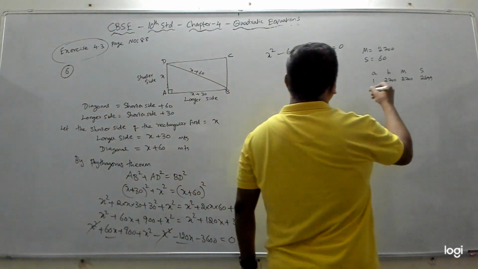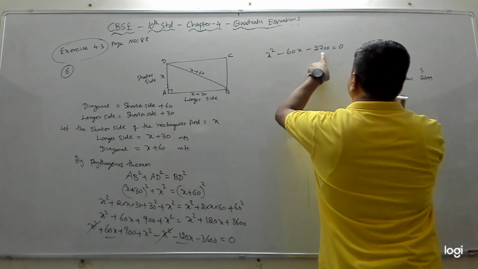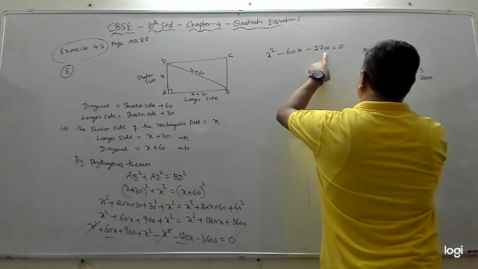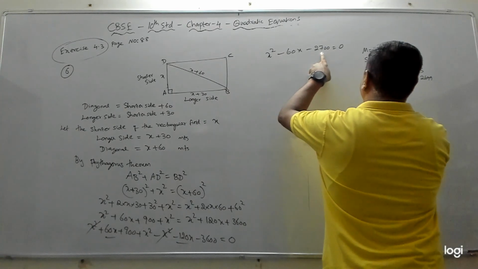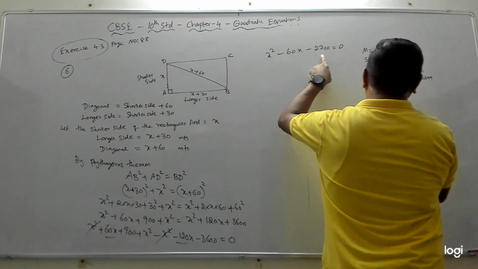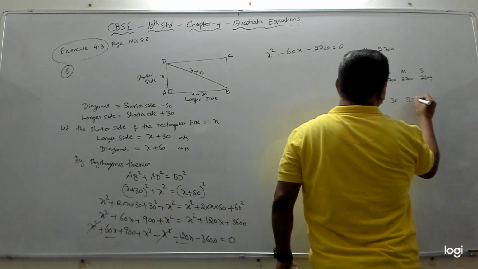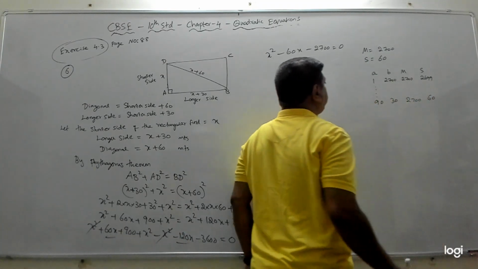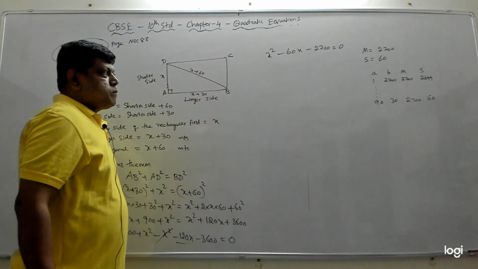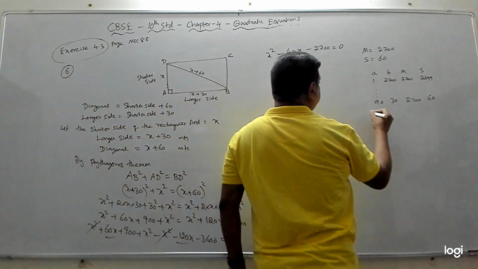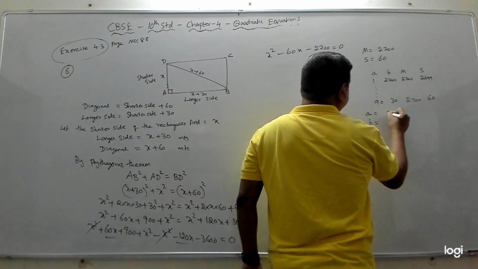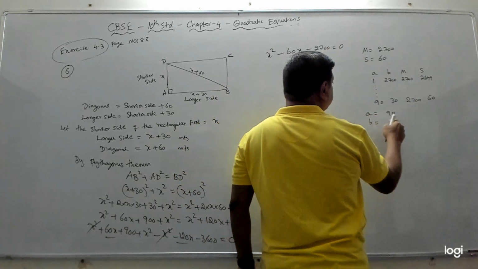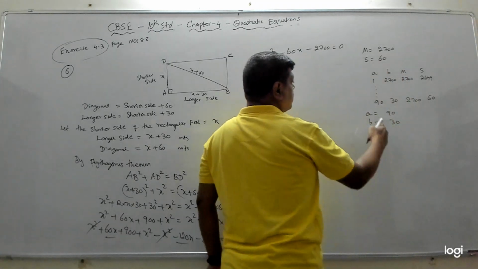If you keep on doing that, can we try with 90 and 30? 90 into 30 is 2700 and 90 minus 30 is 60. So the two numbers a and b are 90 and 30, because 90 into 30 is 2700 and 90 minus 30 gives you 60. So the numbers are these.